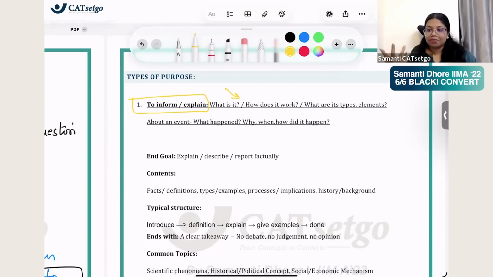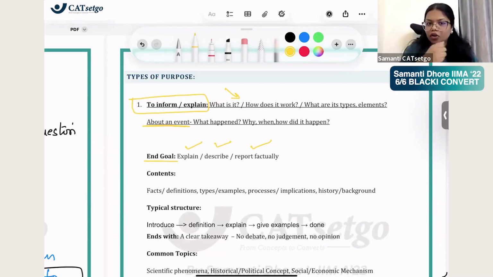What are its different types? What are its different elements, right? What happened about an event? If we are talking about an event, like we were just talking, so it could be what happened, why, when, and how did it happen, so on and so forth. Did you understand? So what is the end goal of this purpose? The end goal is to either you explain a concept, or you describe something, or you just tell facts, right?